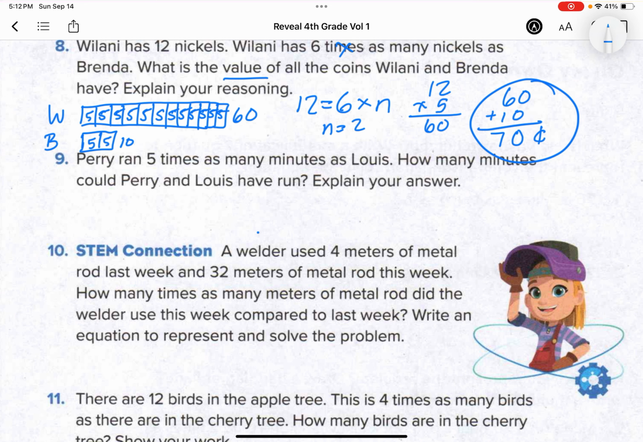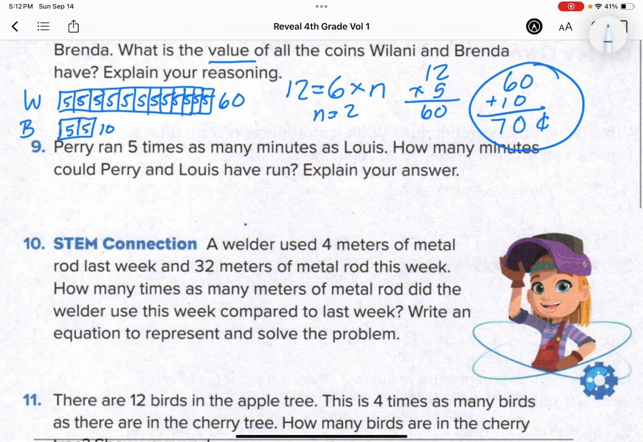Number 9. Perry has 5 times as many minutes as Luis. How many minutes could Perry and Luis have run? Explain your answer. So it actually is not even telling us all the information we need. So this one's actually a critical think one. All we know is Perry has 5 times as many.